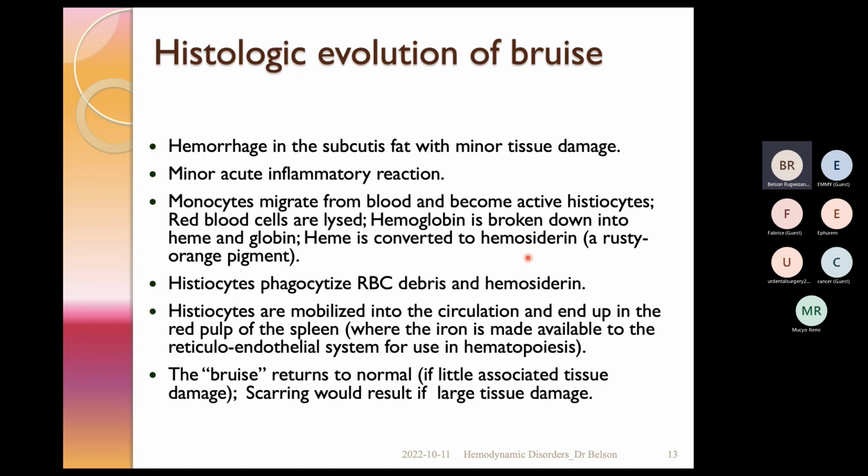So, the histologic evolution of a bruise. Maybe you don't need this because this is just histology, but here it is to show that the changes you see clinically have their histological basis. So what happens inside there? When there is bleeding, so when there is blood outside the blood vessel, the monocytes or macrophages will migrate there to clear that area of the hemorrhage.